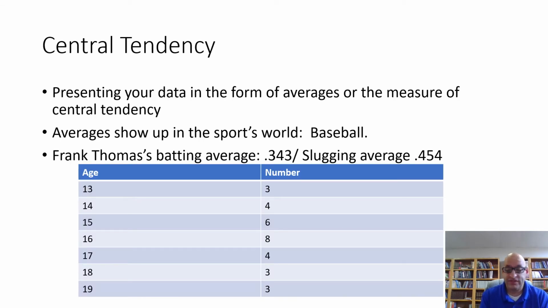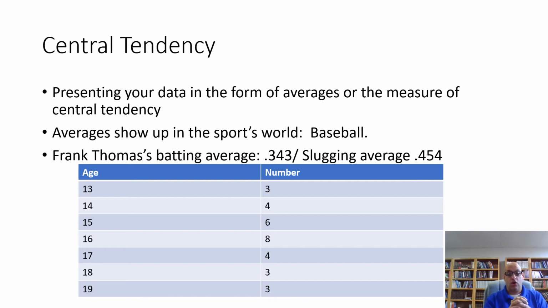Now, central tendency also comes into play, where I'm representing a data analysis in the form of averages. Some of you really like averages and can explain them well, and that measures central tendency. We see this often in the sports world, especially baseball, and I love baseball. I love to see high averages. So Frank Thomas batted .343. That was his average. Yay! But his slugging average was .454, and that looks at his RBIs and his overall home run equation. Again, we're looking at averages.